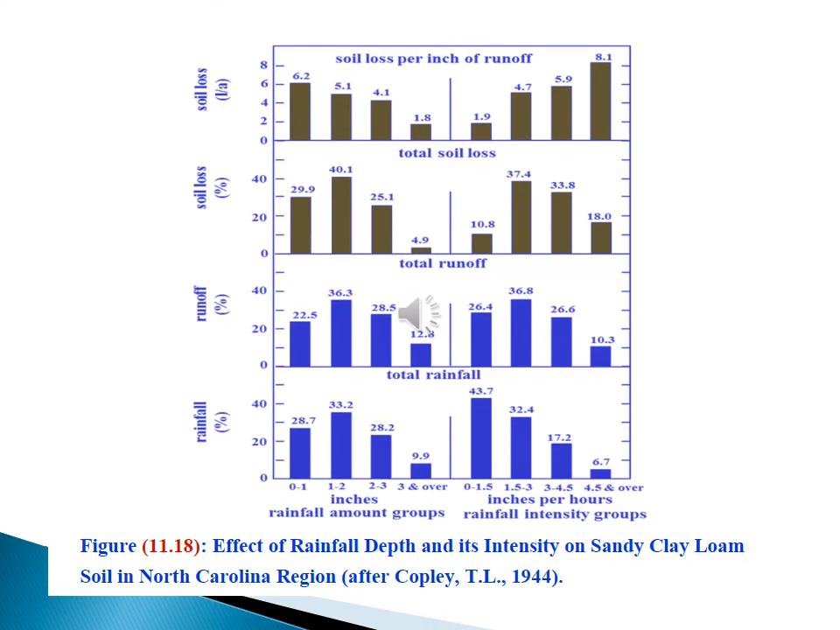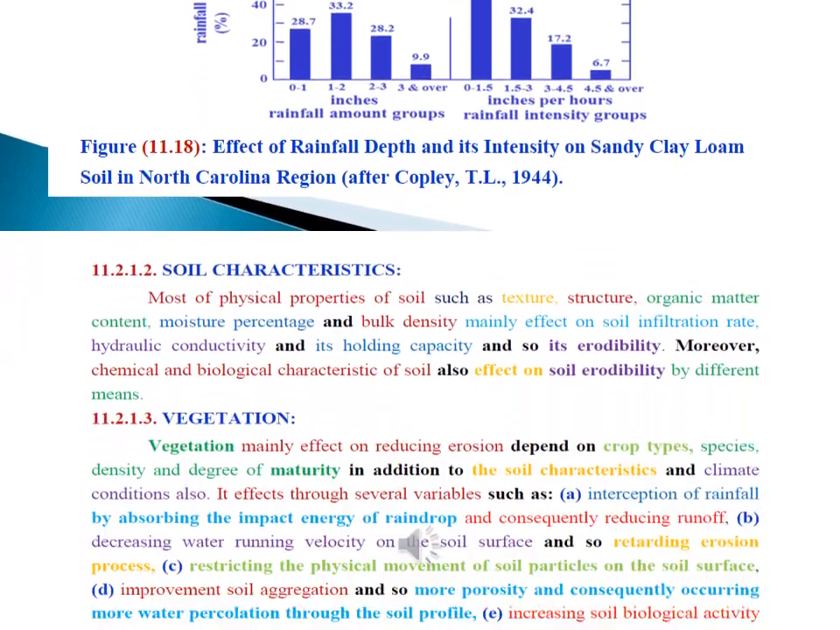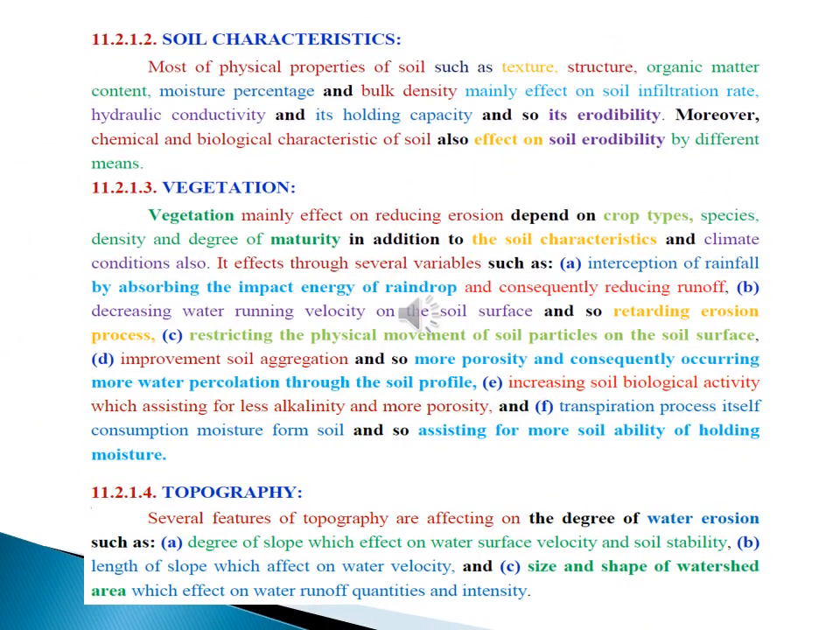Figure showing the effect of rainfall depth and intensity on sandy clay loam soil in the North Carolina region. Factor number 2, soil characteristics. Most physical properties of soil, such as texture, structure, organic matter content, moisture percentage, and bulk density, mainly affect soil infiltration rate, hydraulic conductivity, and holding capacity, and so its erodibility. Moreover, chemical and biological characteristics of soil also affect soil erodibility.